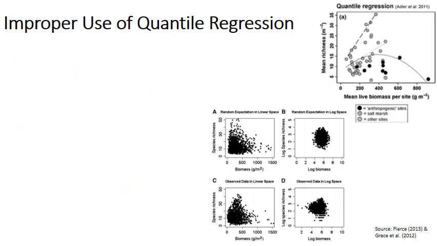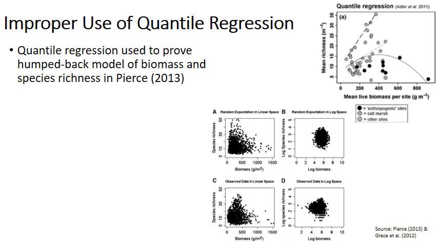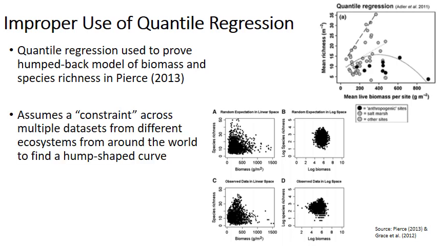As with all statistical techniques, there can be improper usage, and that applies to quantile regression as well. An example of this would be trying to use the quantile regression to prove the humpback model of biomass and species richness in Pierce 2013, where basically intermediate levels of biomass lead to higher species richness. It's a method of explaining why we see so much higher species richness in certain areas.